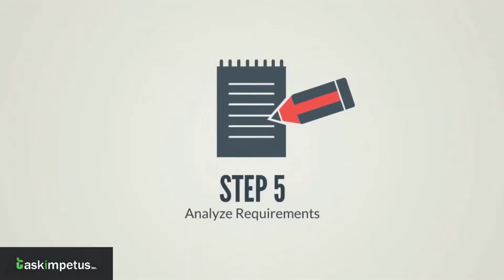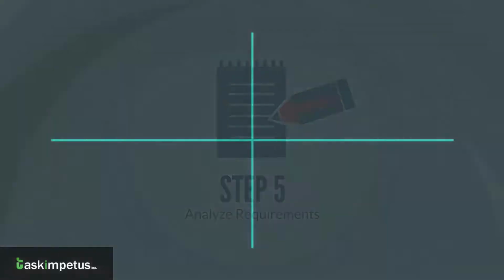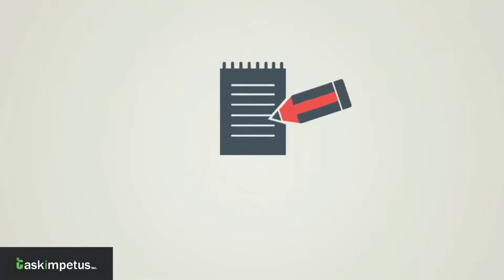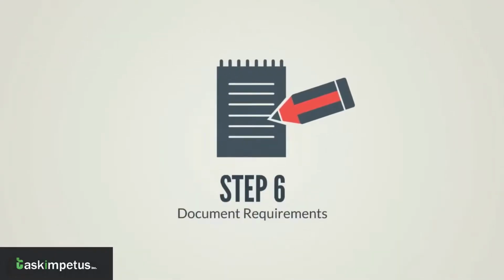Step 5. Analyzing requirements. After requirements are gathered, the BA needs to prioritize, categorize, validate these requirements, and many more. As each requirement is analyzed, it generally leads to further questions, which requires the analyst to probe further until all relevant issues are cleared. Step 6. Requirements documentation.